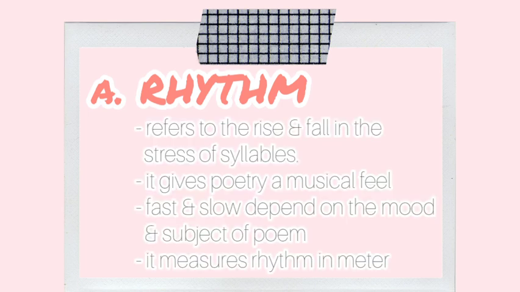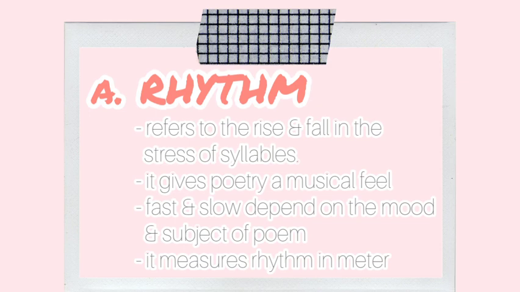Rhythm refers to the rise and fall of the stress of the syllable. This means that certain words in the poem are used more forcefully than others. It gives poetry a musical feel, and can be fast or slow depending on the mood and subject of the poem. You can measure rhythm by counting the beats in its line.